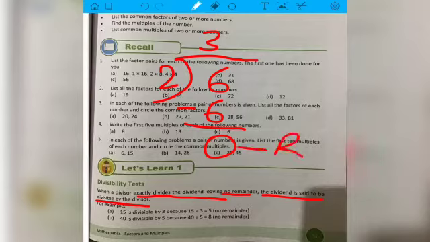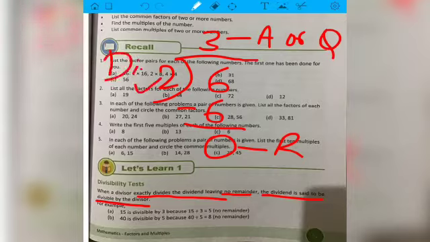The part below will be the remainder, which is denoted by the letter R. The upper part is the answer, or we say the quotient. The number by which we are dividing is called the divisor, and this number is the dividend, because this number is divided by 2.